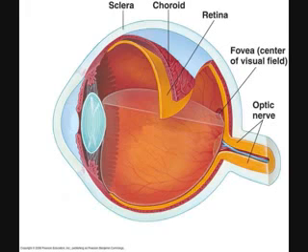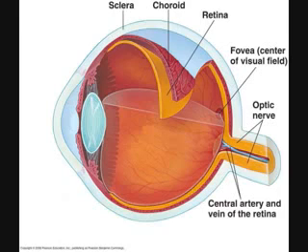Optic nerve. The optic nerve contains all the retinal ganglion cells' axons and runs from the optic disc at the back of the eye to the brain. Central artery and vein. The central artery and vein, whose path runs through the center of the optic nerve, supply and drain the retina respectively.